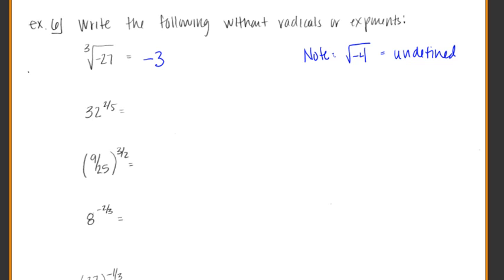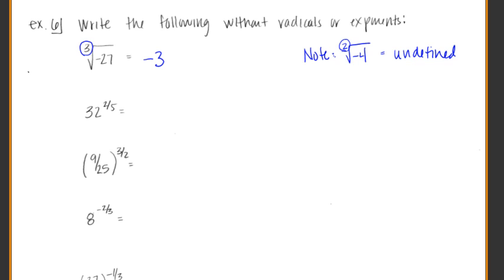So what I just wanted to show you is if this index number right here, which is also known as the type of root, is odd, it doesn't matter what's underneath it. It could be positive or negative. However, if this index number is even, like a square root, a fourth root, a sixth root, everything underneath it has to be positive. You can't ever take a square root of a negative number. Okay?